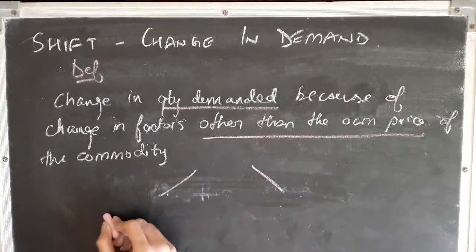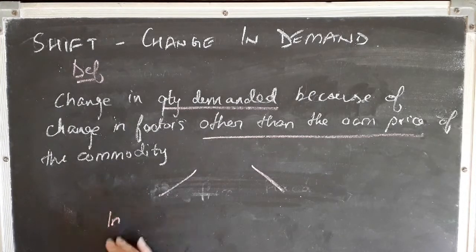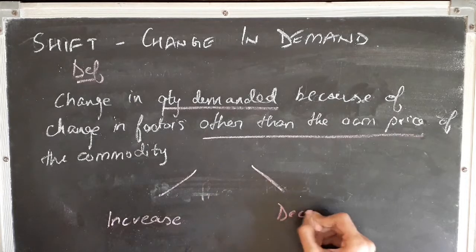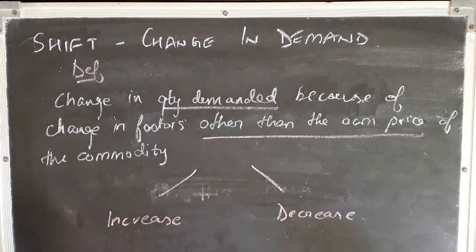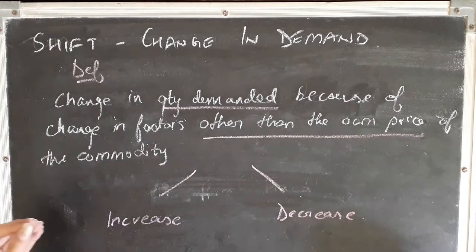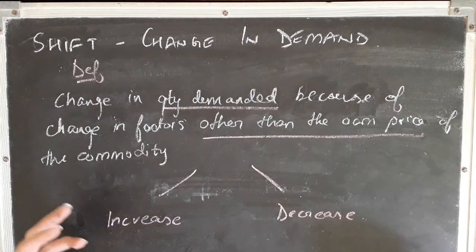So like before, shift is also of two types. The first one being increase in demand and decrease in demand. As the names suggest, increase in demand means that quantity demanded of the commodity increases because of some of the factors affecting demand, price remaining constant.